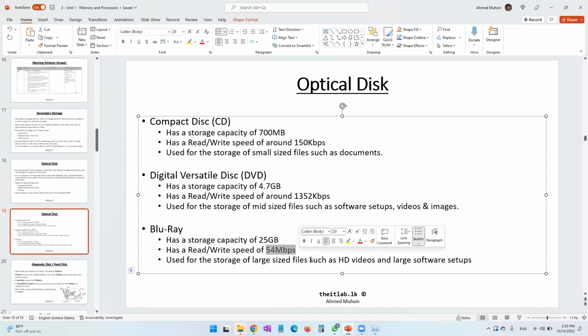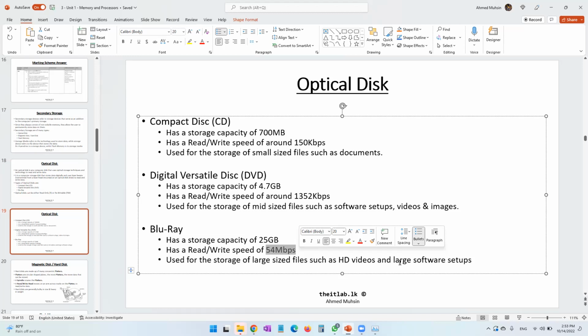And it can be used for storing large size files such as HD movies, high quality movies, high definition movies, and large software setups. So certain games, which are more than 5 GB in size, you would use a Blu-ray disc to store that game setup. Okay. So I hope you all know the differences between the three types of CDs and the formats, read-only and rewritable. Yes, in today's world, CDs are not at all popular, rarely used, but still your textbook expects you to know about it, okay?